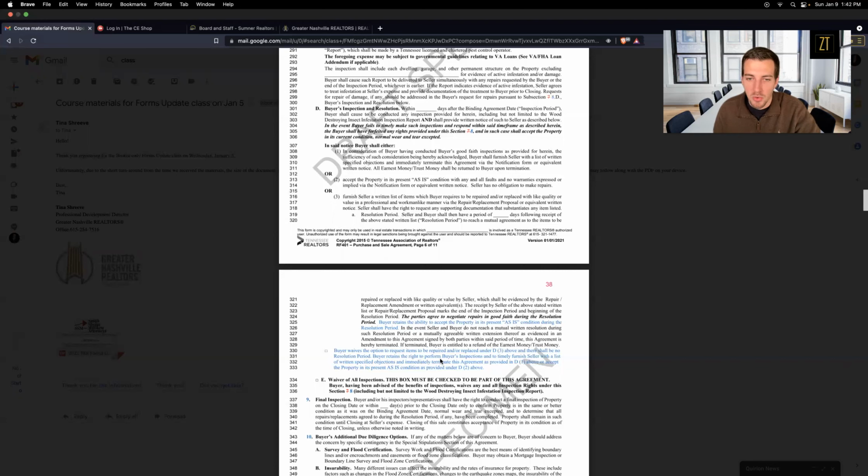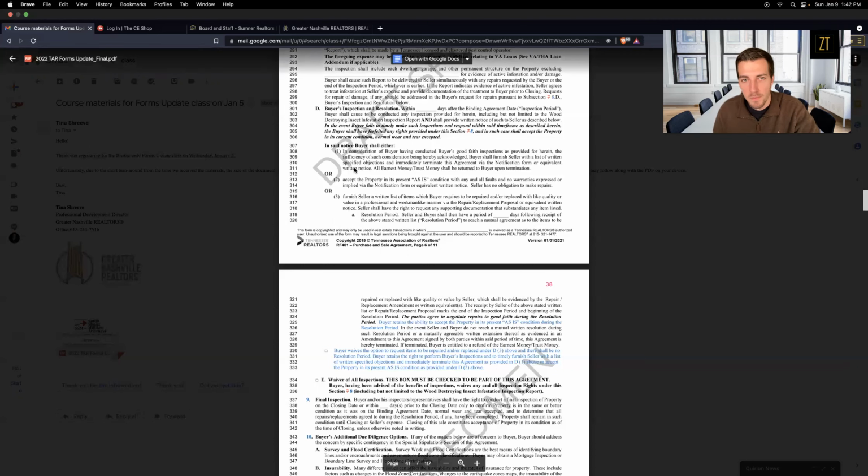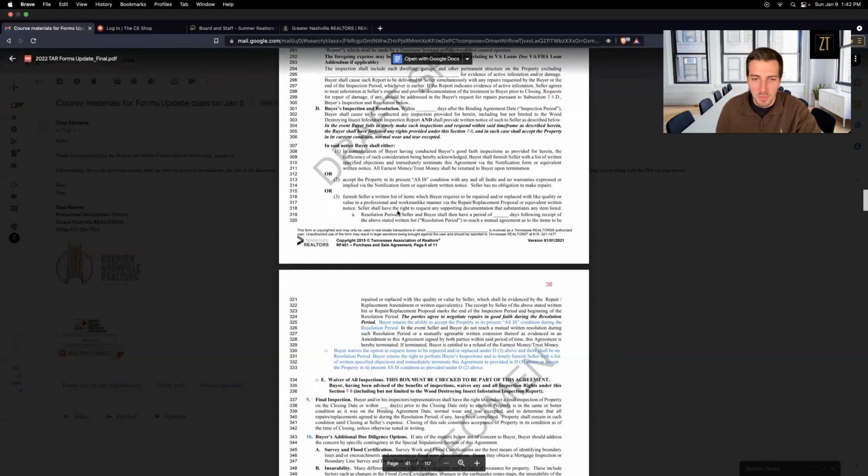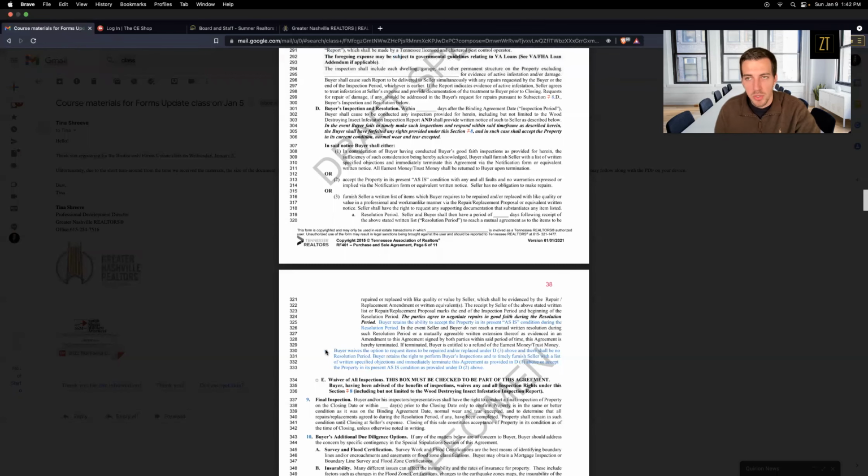Buyer retains the right to perform buyer's inspections and to timely furnish seller with a list of written specified objections and immediately terminate this agreement as provided in D1, or accept the property in its present as-is condition as provided under D2. So again, this is creating a pass-fail paragraph. So it removes a resolution period. And now, if I put 10 days in here, I have 10 days to decide, do I want this property or not? So kind of cool to add that. Helps protect real estate agents so we're not practicing law in special stips.